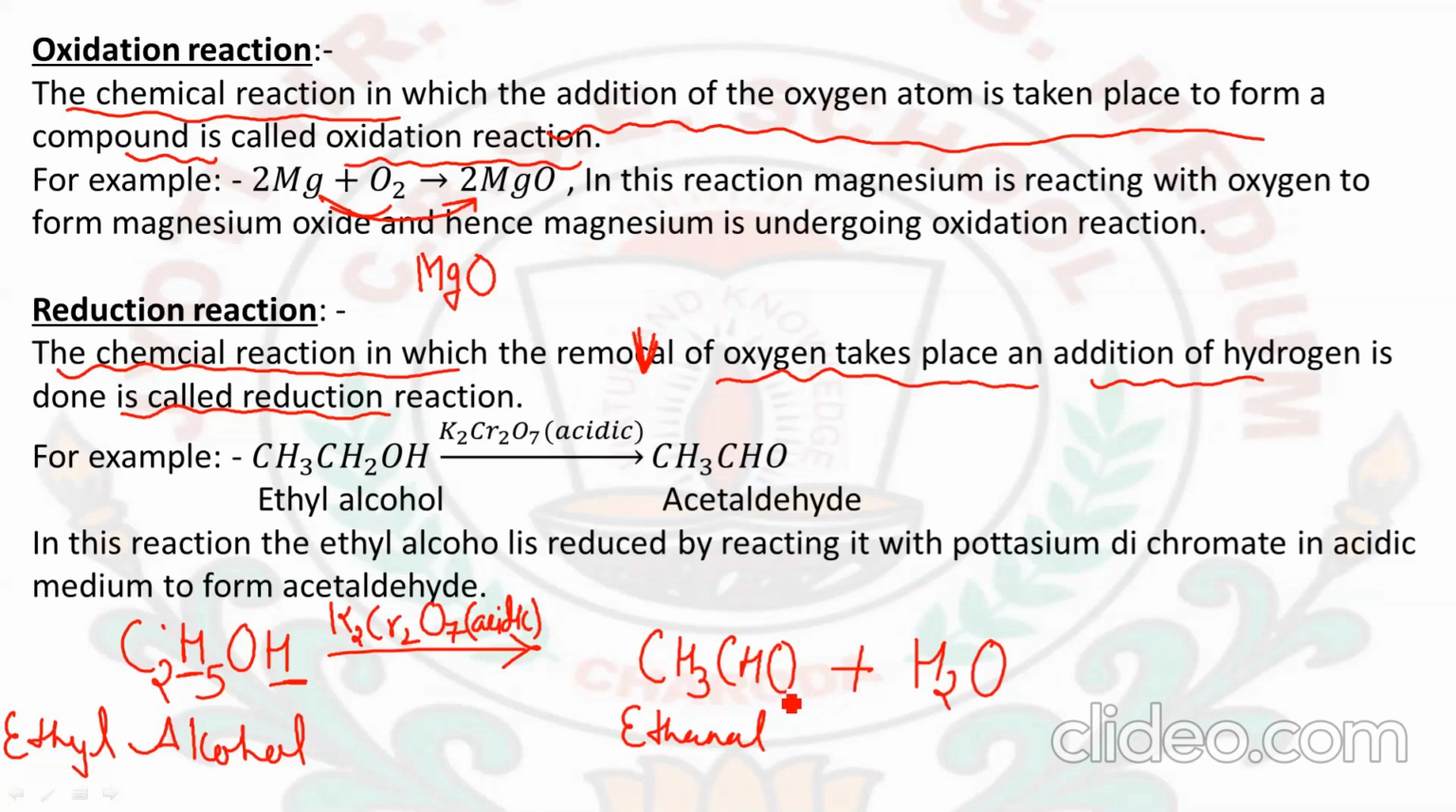One second. Ethyl alcohol is reacted with potassium dichromate to give acetaldehyde. Okay, yes. So here the hydrogen is been added, not added. One second. This is an example of reduction reaction. Why? Because CH3.